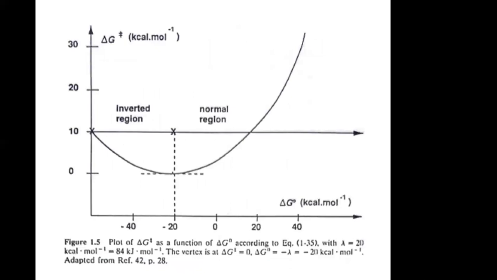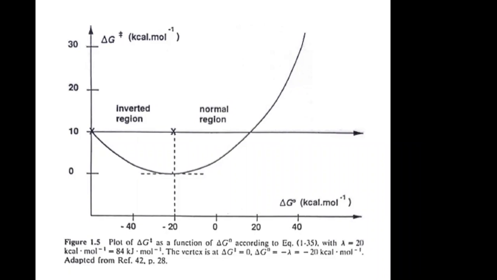Okay, so we can then use that equation and plot what we would expect. And so this is a case where we have a reaction where lambda is equal to 20 kilocalories per mole. This is just plotting the free energy versus the driving force, the free energy of the reaction. So the vertical axis is free energy for forming the transition state, and then this is free energy for the overall reaction.